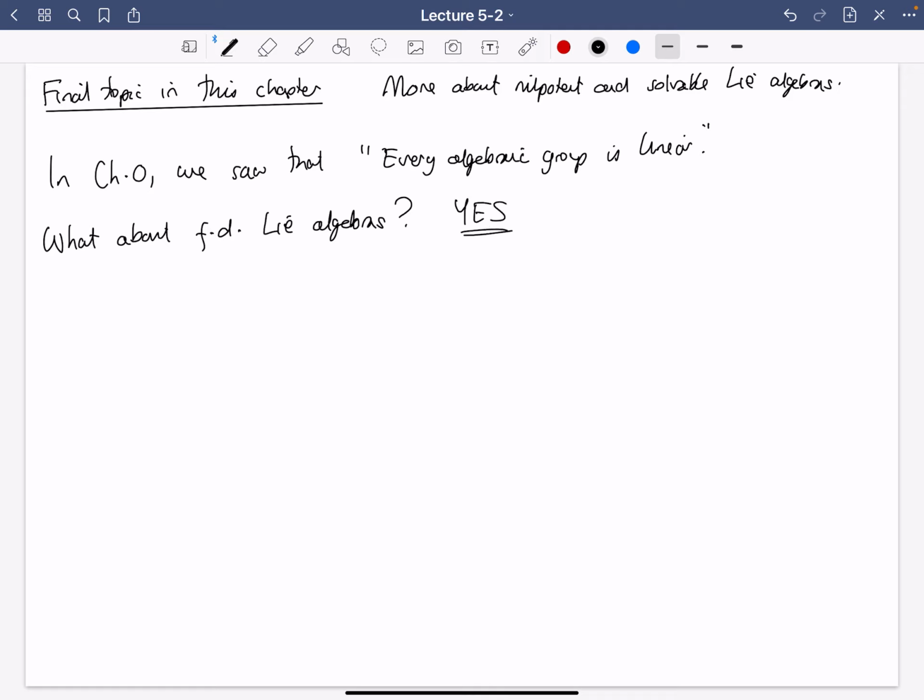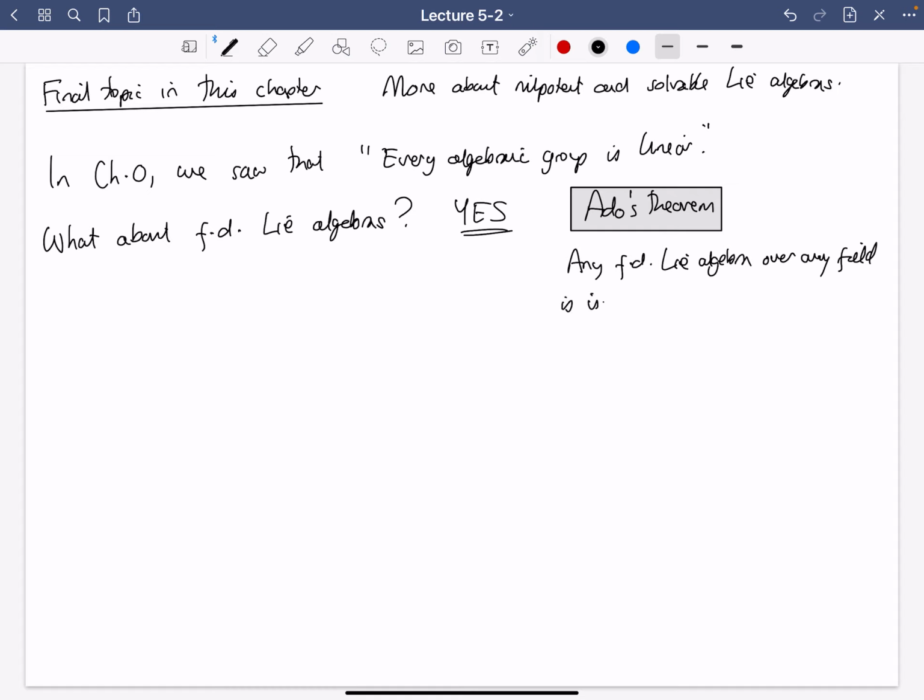And this is a theorem, it's Ado's theorem. So let's write that down just formally. Any finite dimensional Lie algebra, in fact over any field, doesn't have to be the complex numbers, is isomorphic to a subalgebra of GLV for some finite dimensional vector space V.